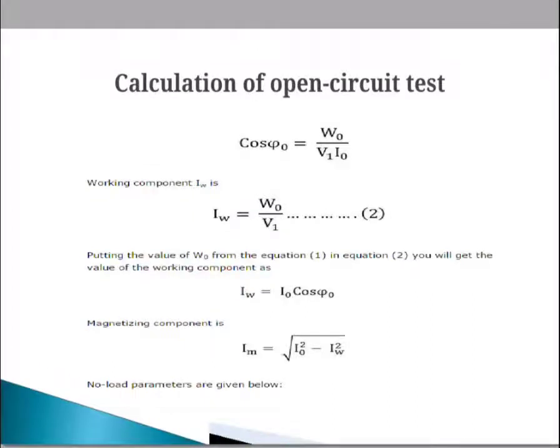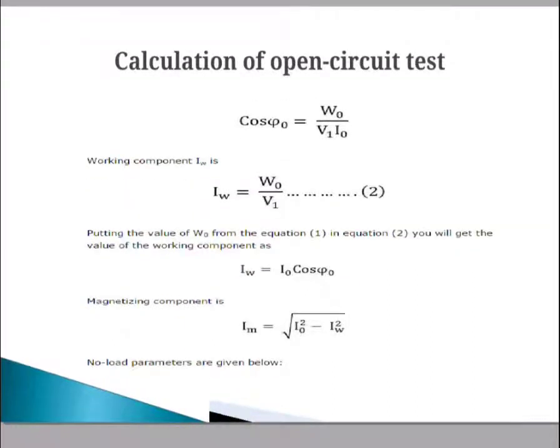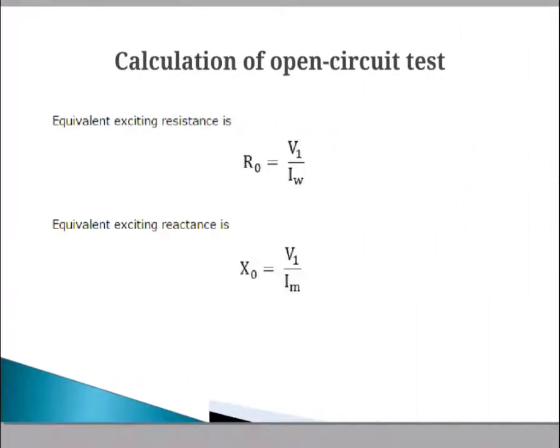Then we have to find the no load parameters, and these will be calculated. The exciting resistance, that is R0, is equal to V1 divided by IW. Then the equivalent exciting reactance we have to calculate, that is X0 is equal to V1 divided by Im.